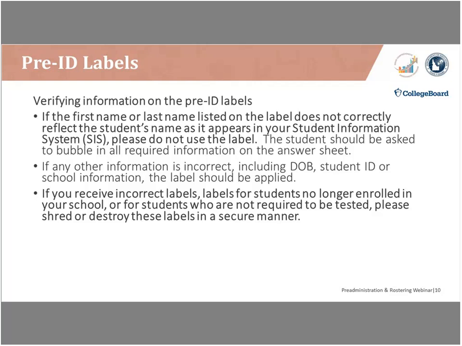However, if any other information on the label is incorrect, which might include the date of birth, the student ID, the school information, the label can still be used, because as the matching process takes place, a match will begin with the student's name, and then with other bubbled in information, there's a way to match that student. However, if the student's name is incorrect on that pre-ID label, that label should not be used, and it should be destroyed in a secure manner.